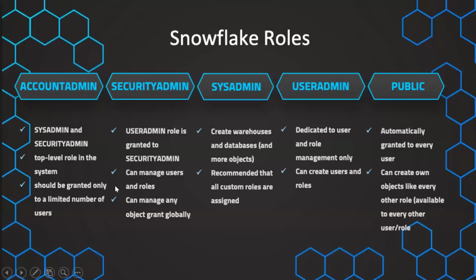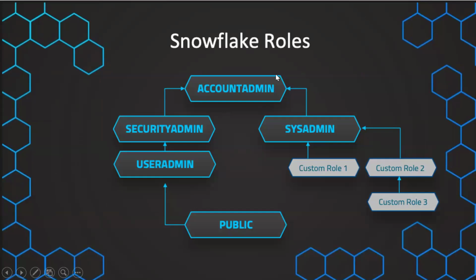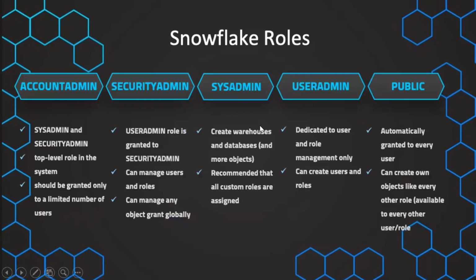That's the hierarchy here, whatever you see. When I get access to account admin, I can work as a sysadmin, I can work as security admin, because I will automatically get all these roles in the hierarchy. Full control. But when I get sysadmin, I cannot access the account admin, correct or not? I can only create warehouses, databases, and other database objects.